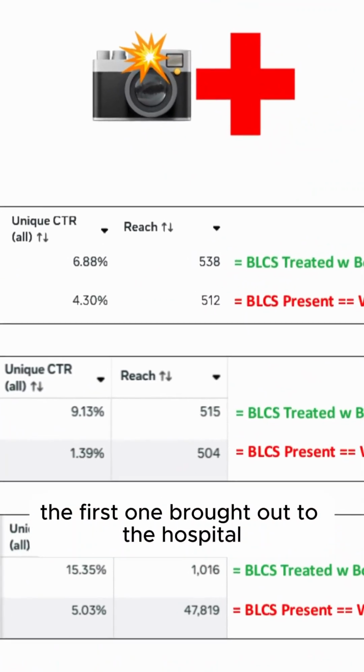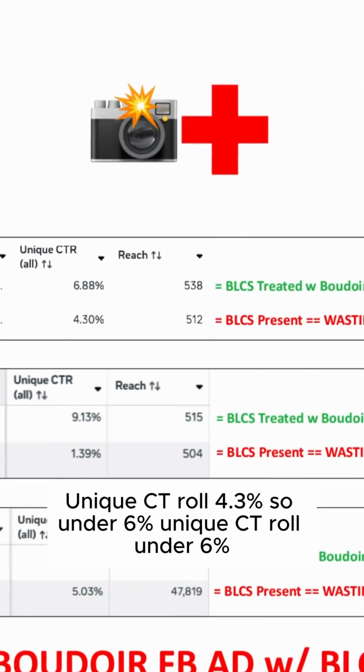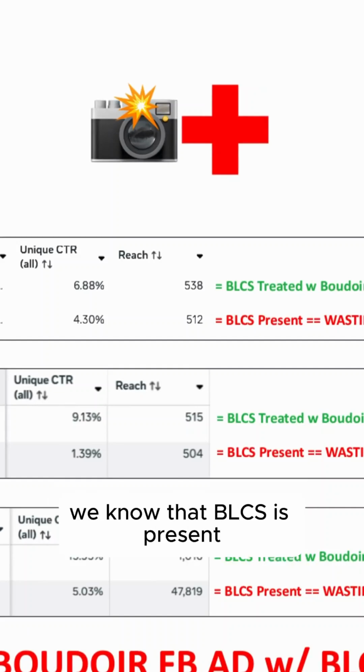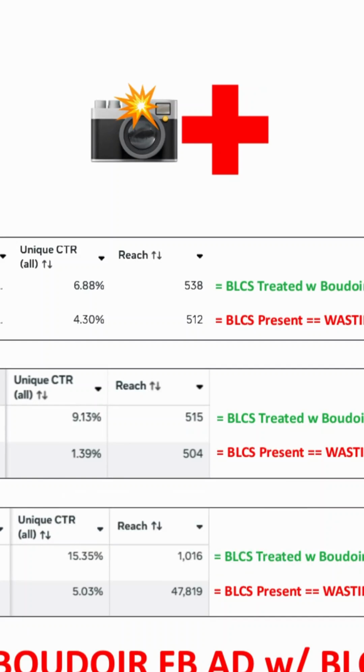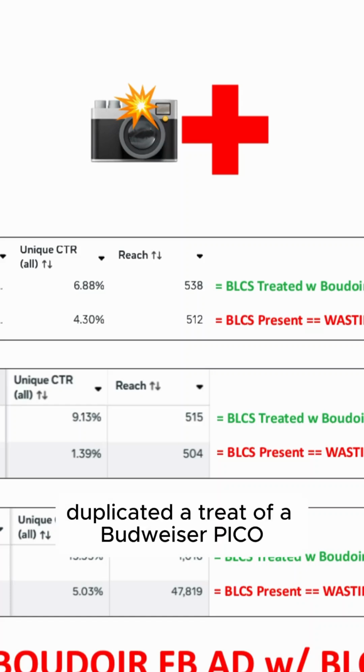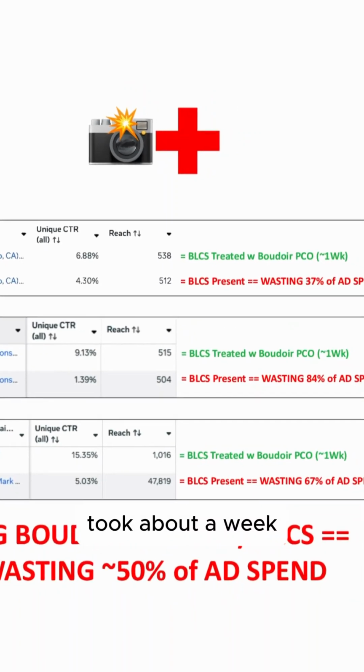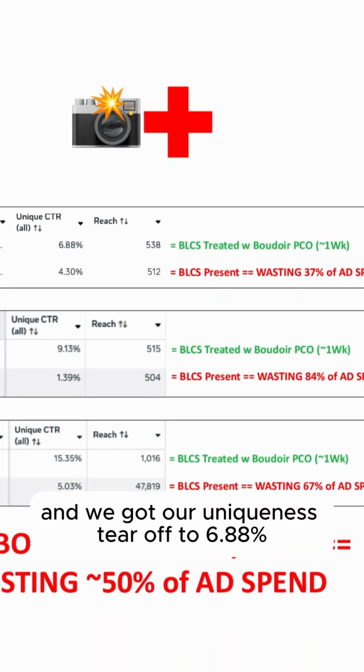Tested the first one, brought it to the hospital. Unique CTR 4.3%, so under 6%. Unique CTR under 6%, we know that BLCS is present. Now we duplicated it, treated with Boudoir Pico. Took about a week, and we got our unique CTR up to 6.88%.